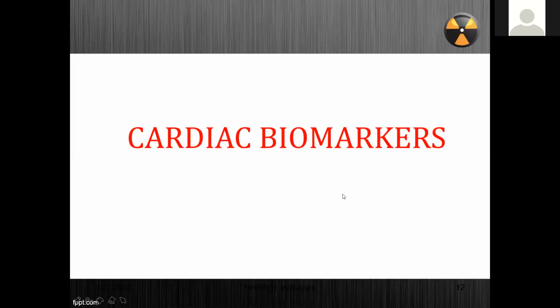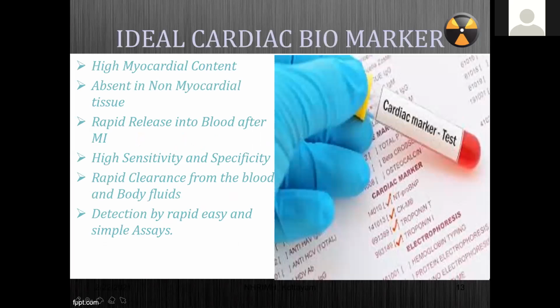Yeah. So coming to the next step, the ECG step is over. Next is the cardiac biomarkers. What is an ideal cardiac biomarker? On what basis are you going to judge?